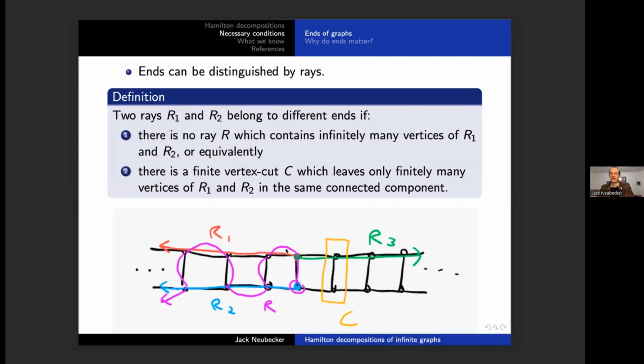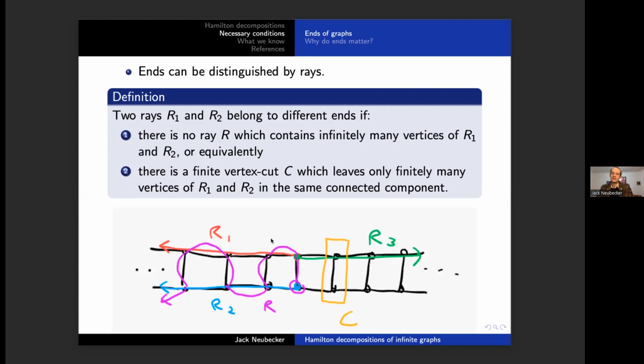So I've drawn down here a ladder graph, and let's start by comparing R1 and R2. It seems like they're both going off to the left. And so we can prove that by showing that there's this purple ray R, which snakes up and down between the two rays, hits infinitely many of the vertices from both. And so that's a way we can convince ourselves that R1 and R2 belong to the same end.